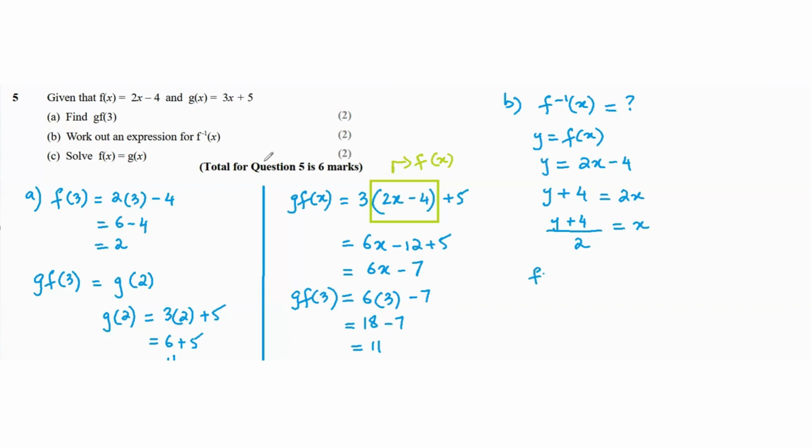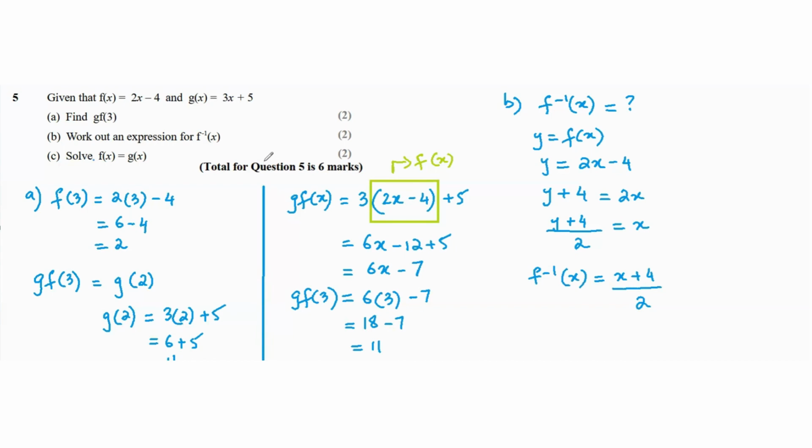So the last step is going to be replace x with f inverse x and y with x. So that's going to be x plus 4 over 2. As you can see, f of x was 2x minus 4, and the inverse is x plus 4 over 2. Both are completely opposite of each other. In the original, we were subtracting 4. In the inverse, we're adding 4. In the original, you're multiplying x by 2. And in the inverse, we're dividing x by 2.